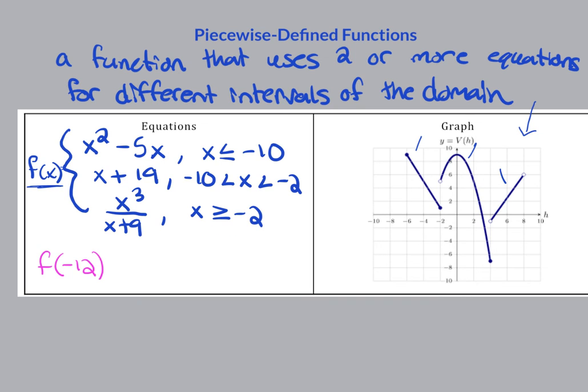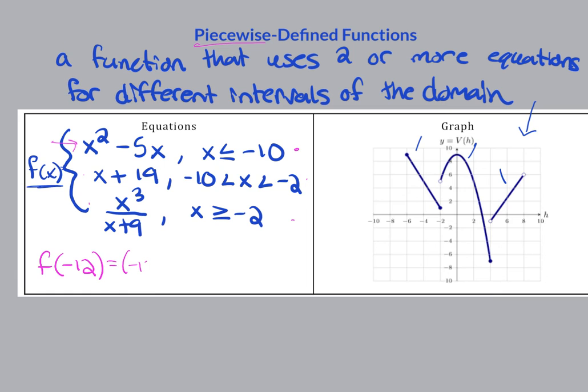So all we're doing right now for the piecewise functions is function notation. So we're going to find f of negative 12. Negative 12, we just plug in for x, but which part of the function do we use? You have to look at your intervals. Negative 12 falls under which interval? It falls under the first one, less than negative 10. So we're going to plug in negative 12 into just the top function.